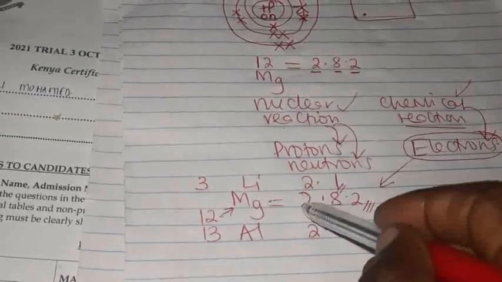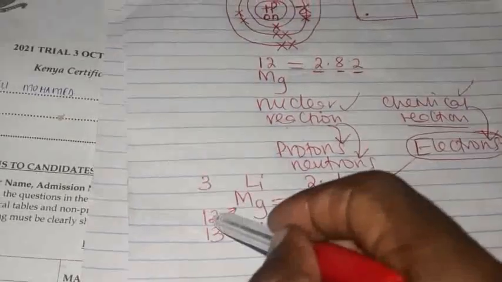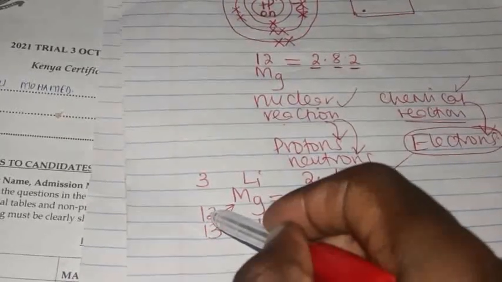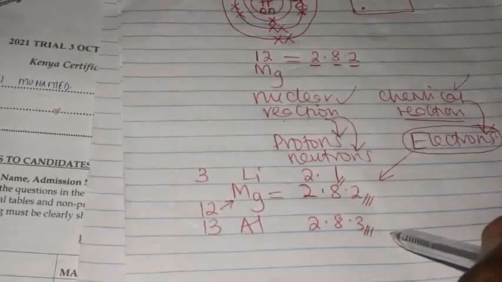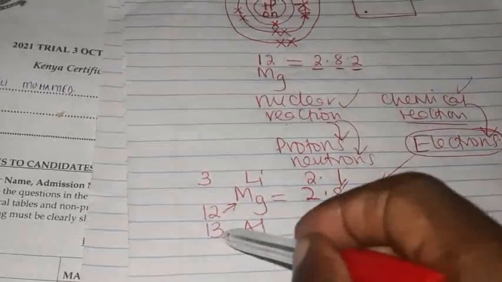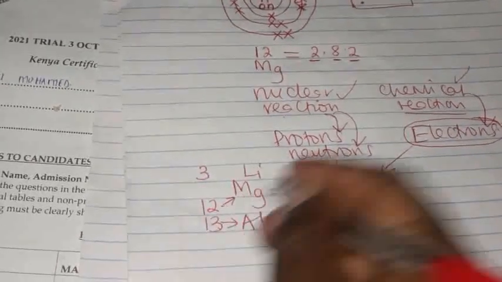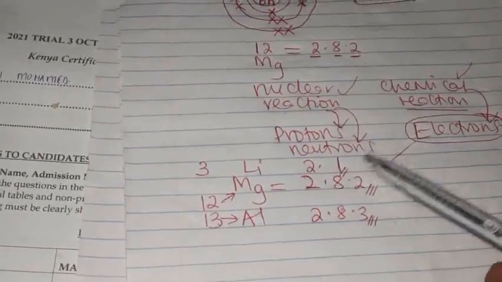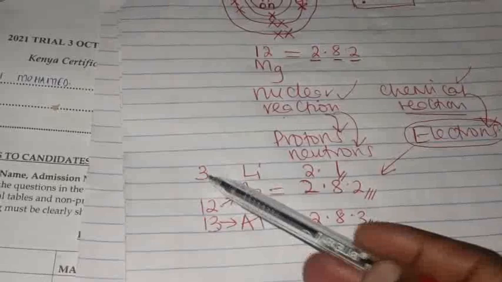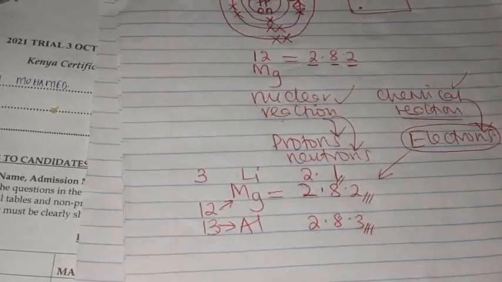Then if I talk about 2 plus 8 plus 2, it must give me a total of 12, which is also the atomic number or the number of electrons. If I talk about 2 plus 8 plus 3, these must add up to 13, which serves as our atomic number or the number of electrons. So chemical reactions will always involve electrons or the atomic number. Why am I talking about the electrons or the atomic number?